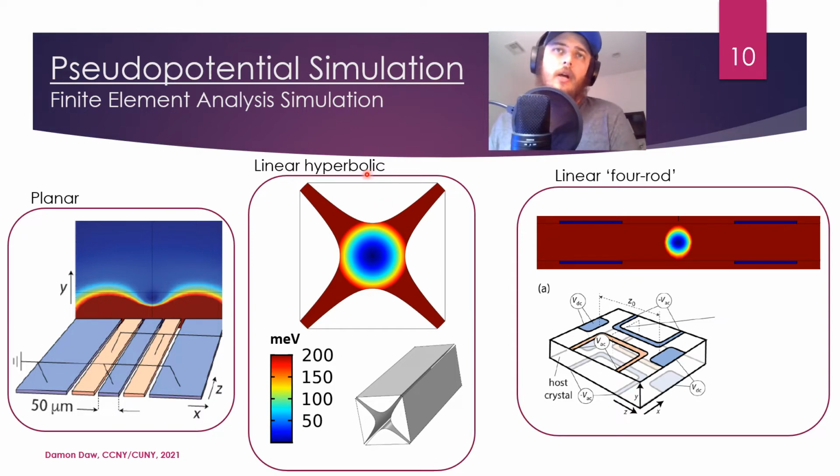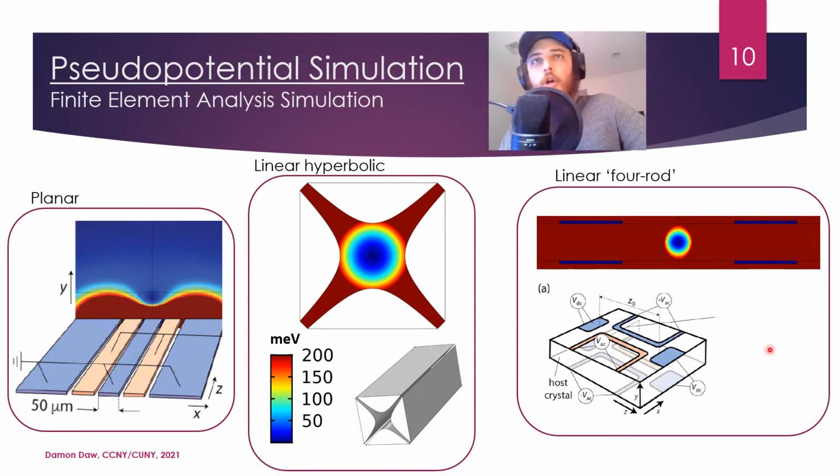On the other hand, something like a linear hyperbolic electrode geometry is very good. It generates a perfect quadrupole potential, but it's pretty difficult to machine electrodes into hyperbolas, especially if you want to do something like put a crystal of silicon in here that is also hyperbolic. It's hard to machine stuff into curves like this.